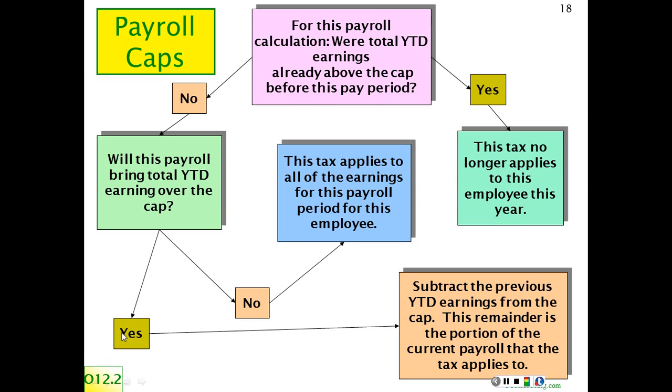But if this current payroll will get you over the annual cap, then you have to be very careful and take the year-to-date earnings, subtract them from the cap, and that amount, which would be a portion of the current payroll, only that amount is subject to the tax. This is the toughest situation here to make sure you get correct: I'm going to go over the cap with this payroll, so only some of this gross earnings is subject to Social Security. So that's maybe a little bit of a help with the caps. We need to be very careful with caps in the future.